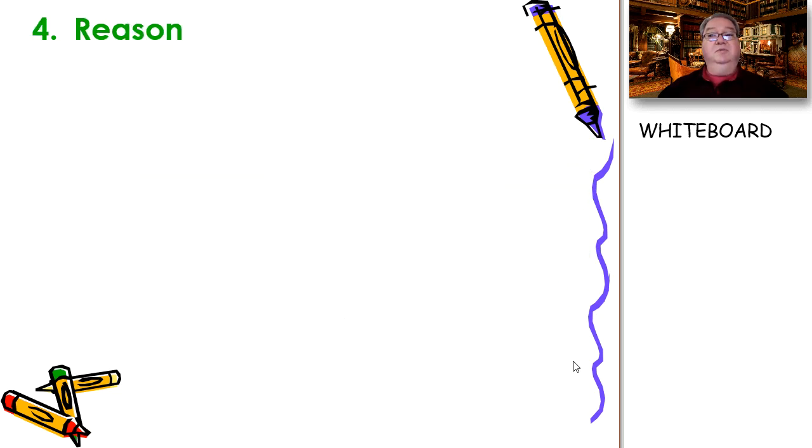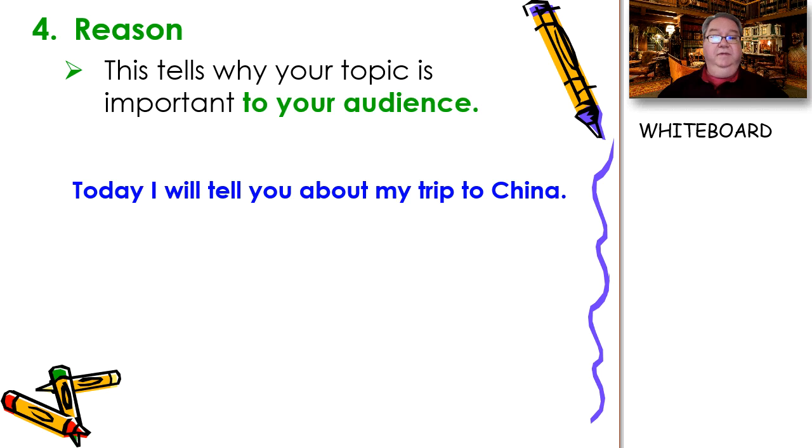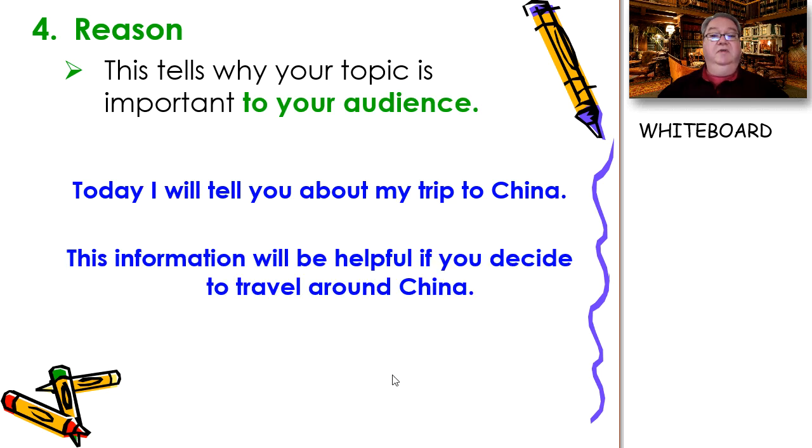And then for each of those we had a reason. This is why it's important to your audience. So if you're talking about your trip to China, you might say this information will be helpful if you decide to travel around China. Okay, so giving them something they can use in the future.